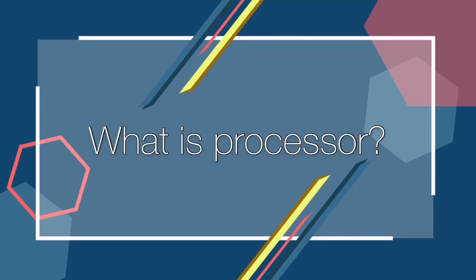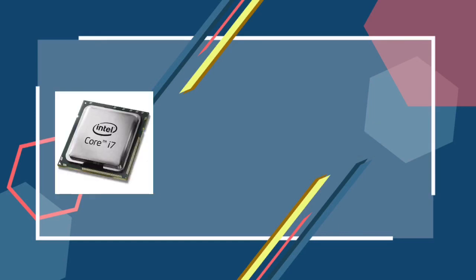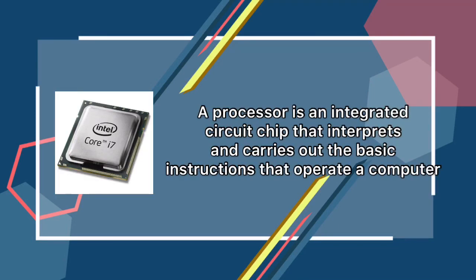Hi everyone, so today we're going to learn about processor. What is processor? A processor is an integrated circuit chip that interprets and carries out the basic instructions that operate a computer.